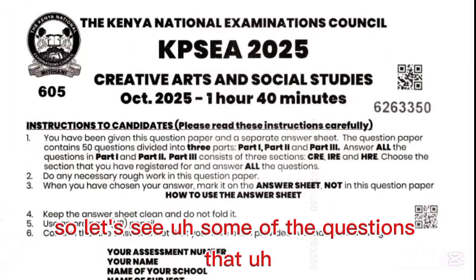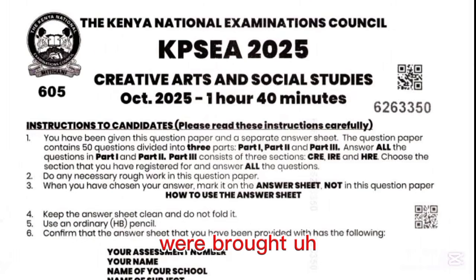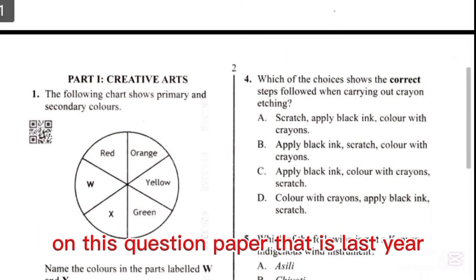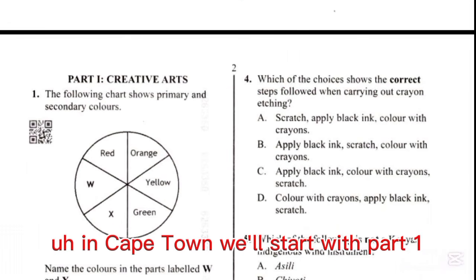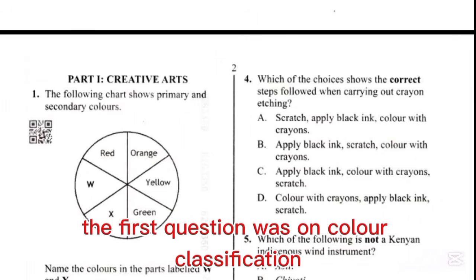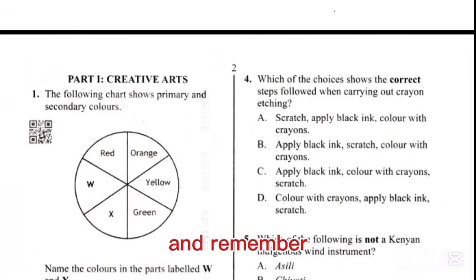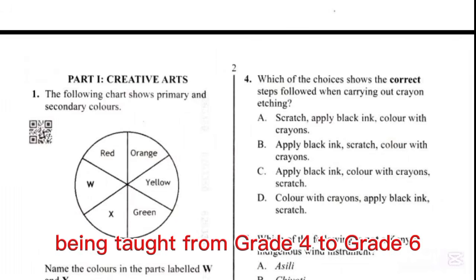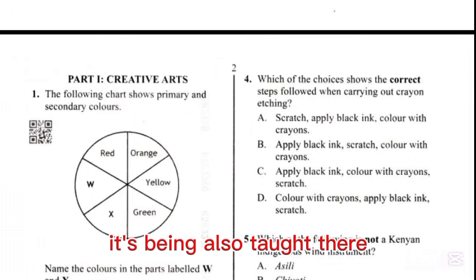So let's see some of the questions that were brought on this question paper, that is last year in KPSEA. We will start with part one, the part of creative arts. Here, the first question was on color classification. And remember, color classification is one of the areas that is taught from grade 4 to grade 6. As you continue to grade 9, it's also taught there.